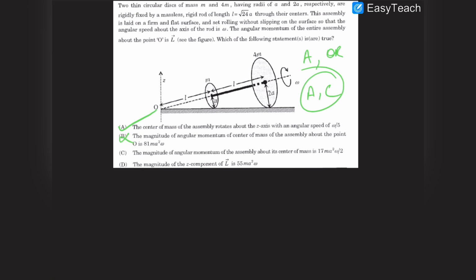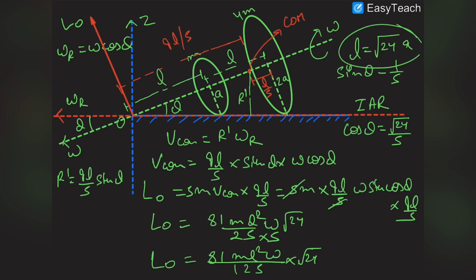Option B is incorrect. And the magnitude of angular momentum of assembly about center of mass is 17 ma square by 2 is also incorrect with respect to as seen by me. And the magnitude of Z component of this L is 55 ma square omega. So if you have to find out the Z component of this net angular momentum, then you can see that there would be angular momentum which is spin angular momentum. And if we have to find out the net angular momentum about Z axis, then this angle is theta and this angle is 90 minus theta.